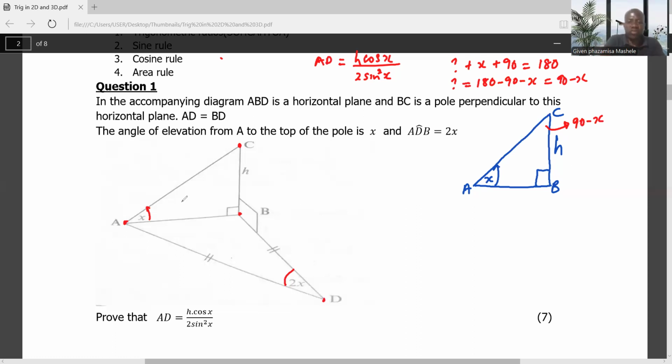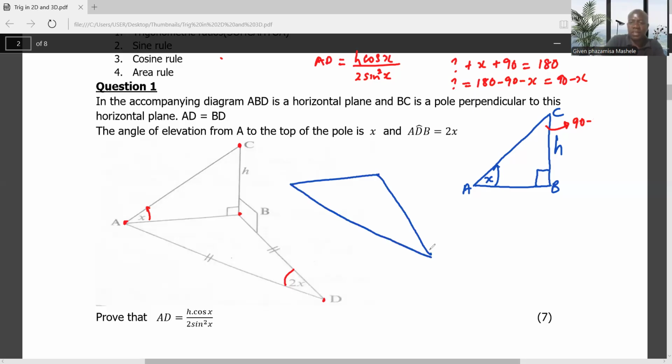From B to C, we're told that the height is h. I'm saying it's just h units. And again, we have the second triangle. Here is the second triangle, guys. Let me use the same color. The second triangle is ABD. Let me just draw it here. ABD.